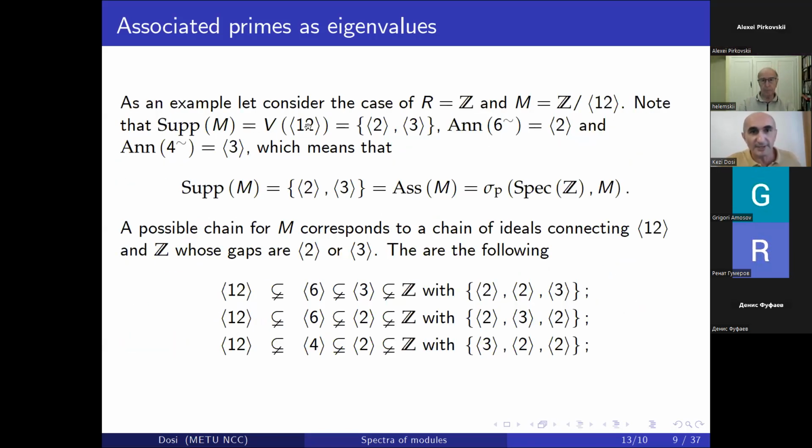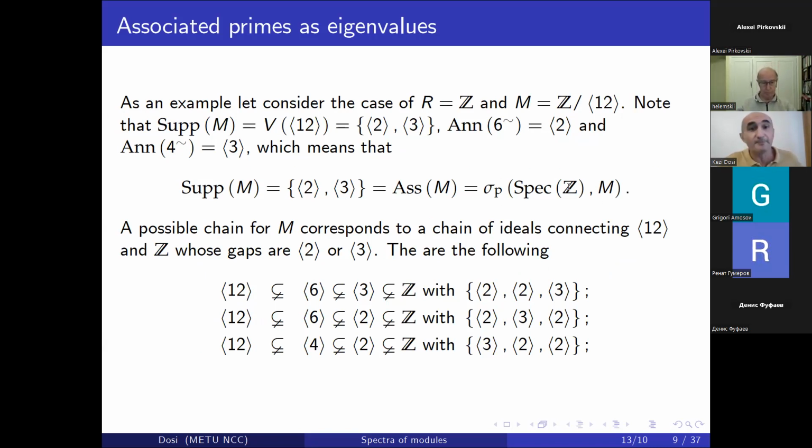Set of all primes containing 12. So we have 2 and 3. The annihilator of 6 is 2. The annihilator of 4 is 3. So can you see both are associated primes? So both are from the point spectrum. 2, 3, they are the same. So this is my point spectrum.